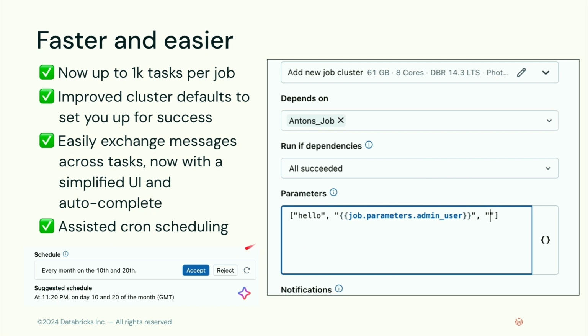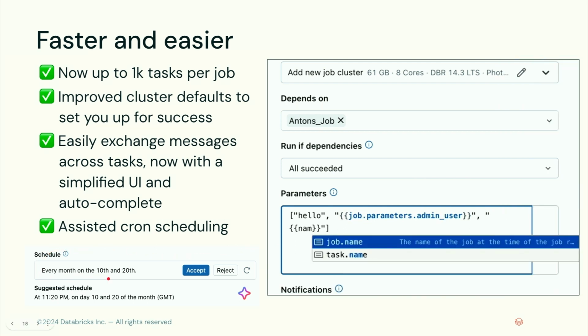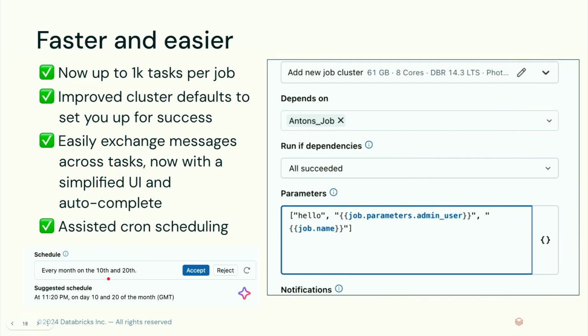But just one example here. When you want to specify the cron schedule of a job, you could say every month on the 10th and the 20th, and then it's going to suggest to you, powered by AI, what that cron syntax looks like, making it even easier for every person to use this.